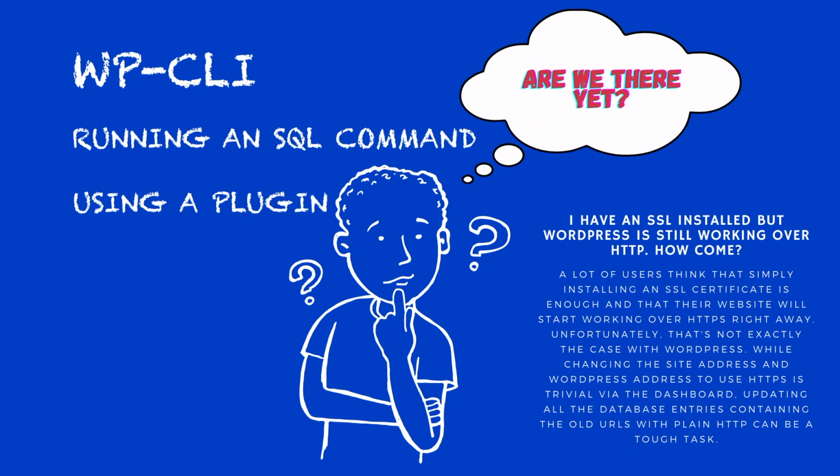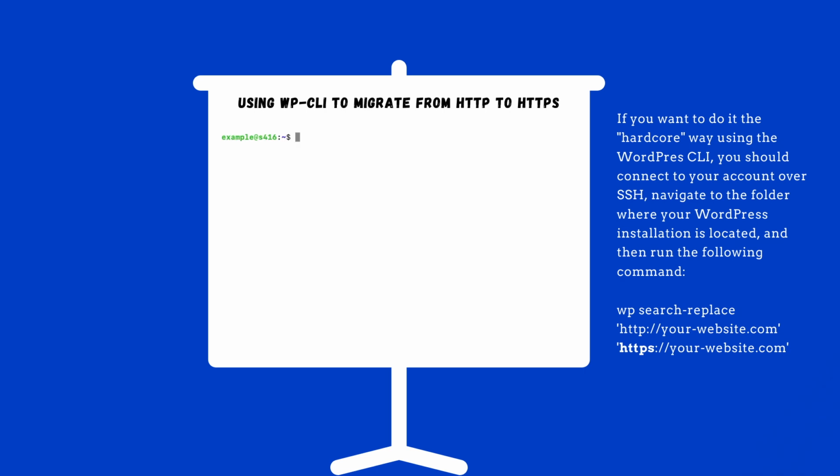If you want to do it the hardcore way using the WordPress CLI, you should connect to your account over SSH, navigate to the folder where your WordPress installation is located, and then run the following command. wp search-replace, quote the old URL with plain HTTP, and then quote the new URL with the HTTPS prefix.